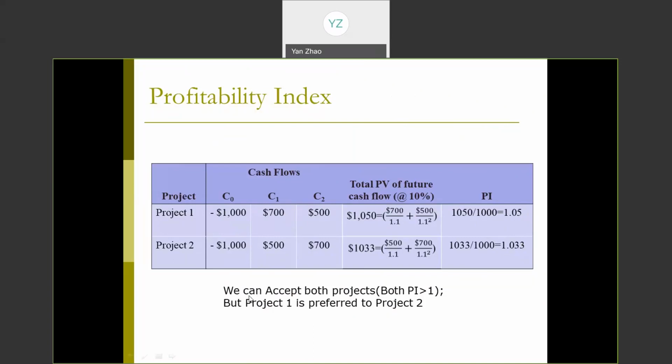Well, according to the PI ratio, we should accept both projects because both of them are greater than 1. But if we can only pick one, project 1 is preferred to project B because PI is slightly higher, right? Because we're receiving the higher amount of $700 sooner than project 2.